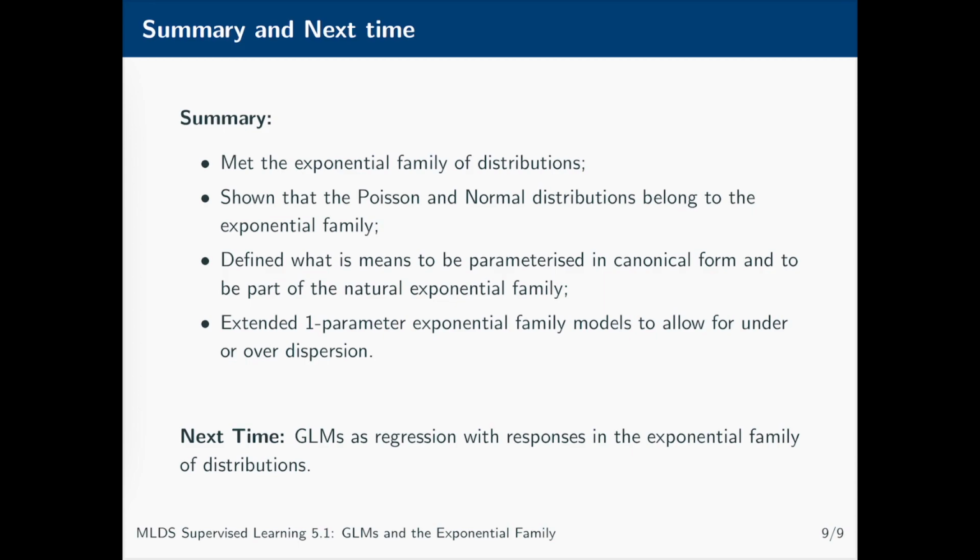So we've covered a lot of ground and introduced many new ideas in this video. For a start, we've met the exponential family of distributions and shown that the Poisson and normal distributions belong to the exponential family, and in particular to the natural exponential family. We've defined what it means for an exponential family model to be parameterized in canonical form, and what it means to be part of the natural exponential family. Finally, we've extended the single parameter exponential family of models to allow both under or over dispersion, hence creating the exponential dispersion model.